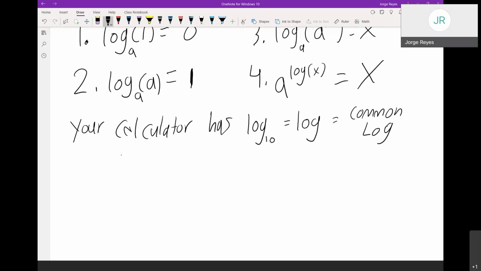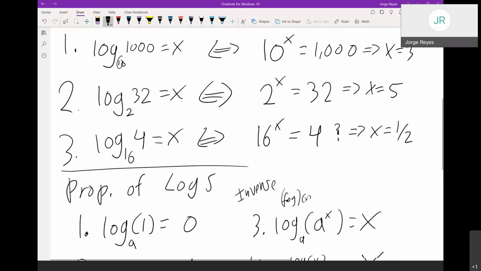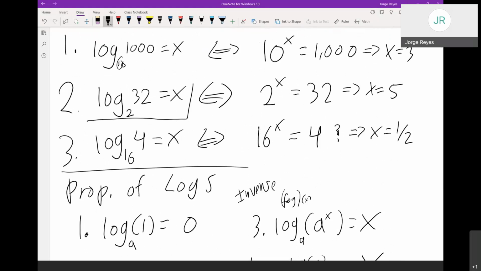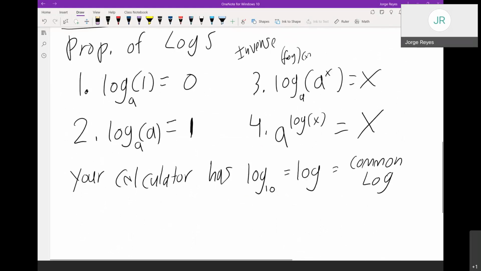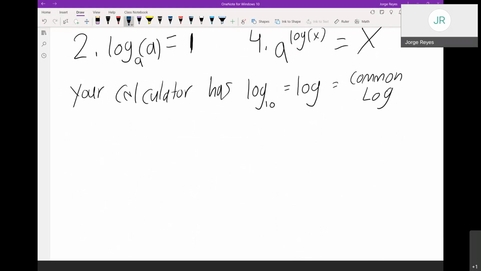So we have a problem though, because what if I asked you to calculate this thing? Log base 2 of 32. Your calculator only has a log base 10 button, not a log base 2 or 5 button. So that means to plug into a calculator, we are going to need to know the change of base formula.